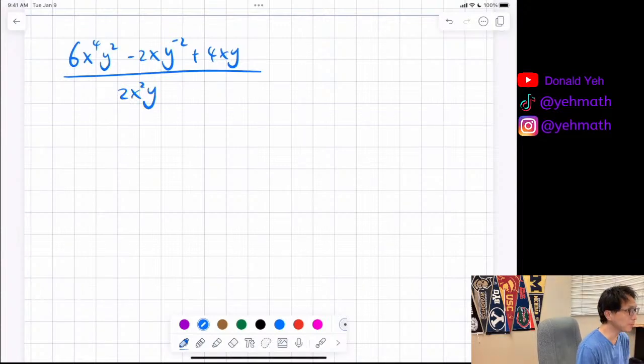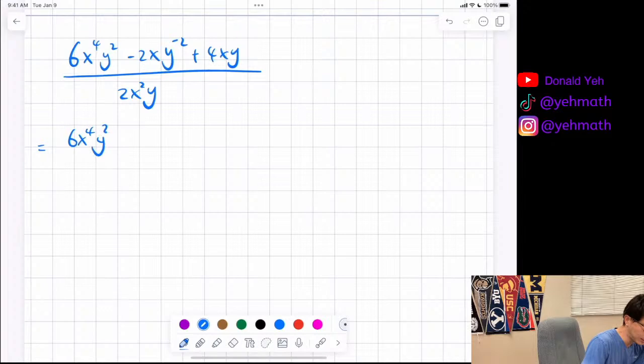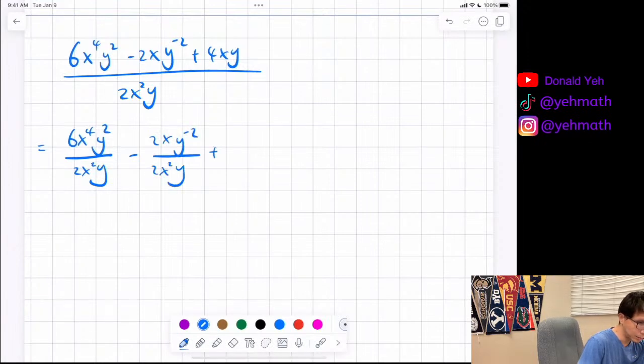Okay, so I want you to simplify this. And this is the very beginning, the first test. The first test says, hey, can you divide this? How many of you guys remember this? Good. Okay. What are you supposed to do? Split it? Okay, good. You should split them. So it'll be 6x to the 4th, y to the second, over 2x squared y, minus 2x y to the negative 2 over 2x squared y, plus 4xy over 2x squared y.